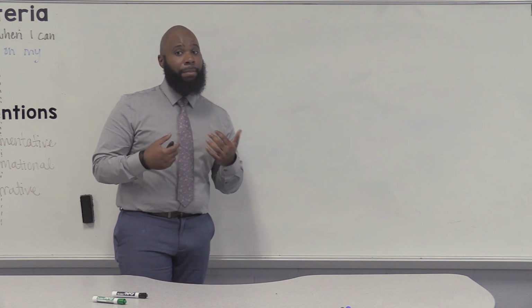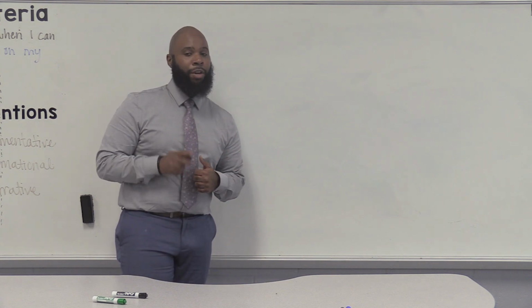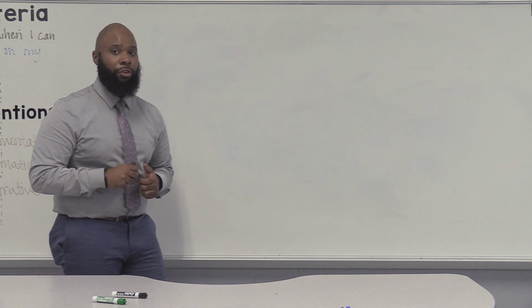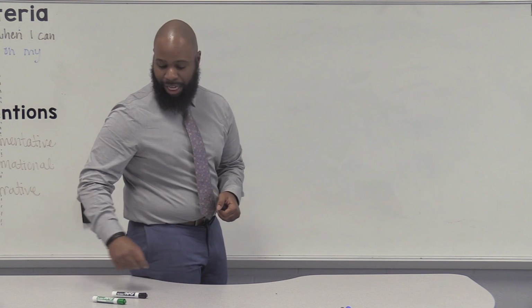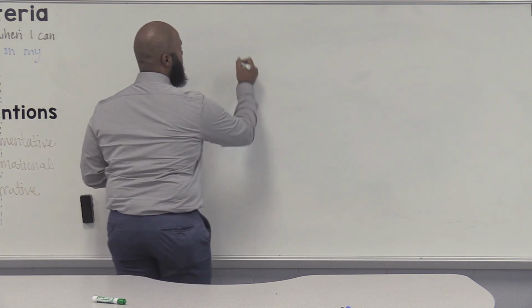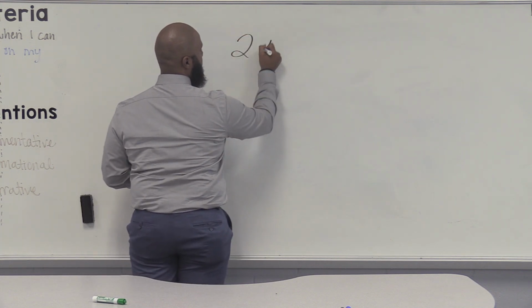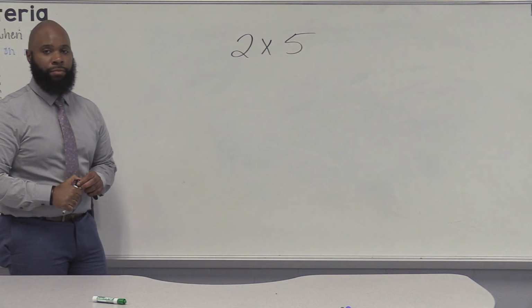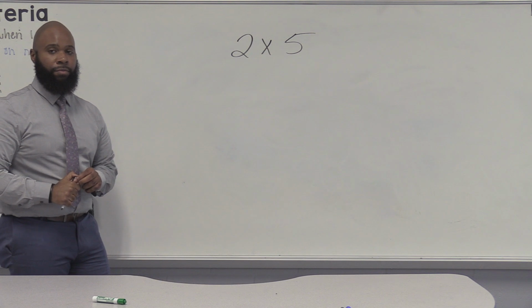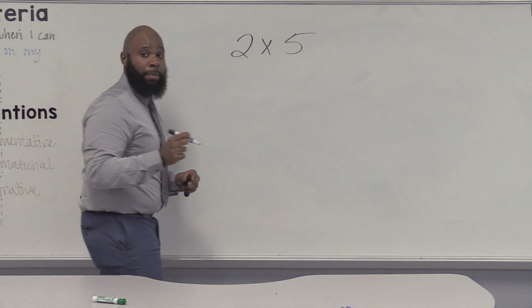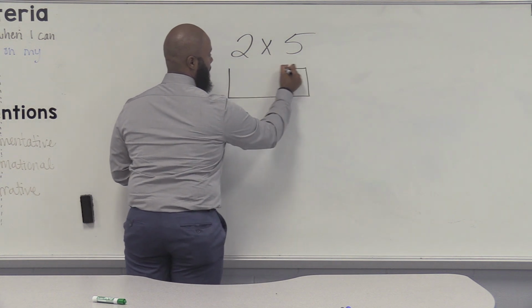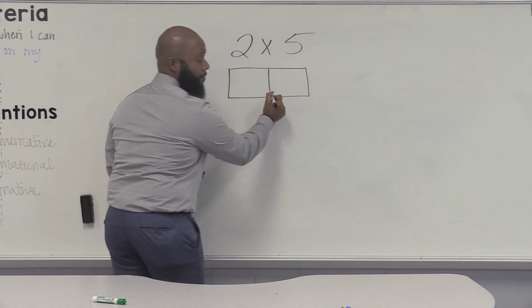Let's start with creating a model. For the first example, we're going to try using a tape diagram. So I want you to create a model for 2 times 5. So using a tape diagram, hopefully, it looks like this.